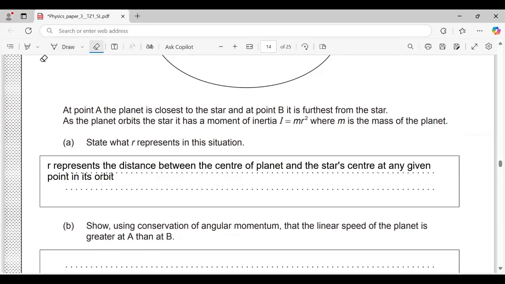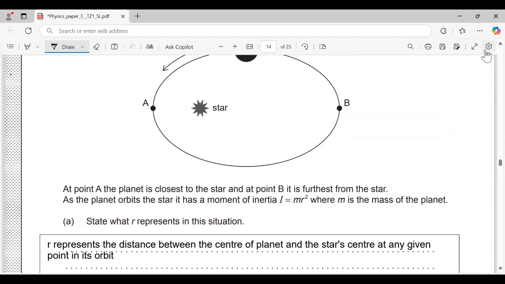So I have provided my opinion about it. R represents the distance between the center of the planet and the star's center at any given point in its orbit. So there are two r values: r A, the distance when the planet is at point A, and r B, the distance when the planet is at point B. Based on this diagram, r A is less than r B.